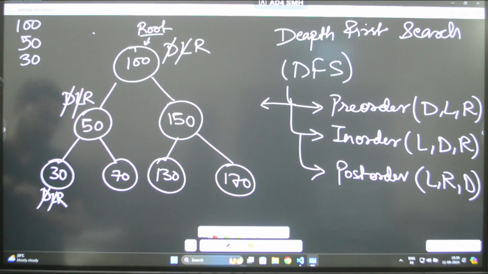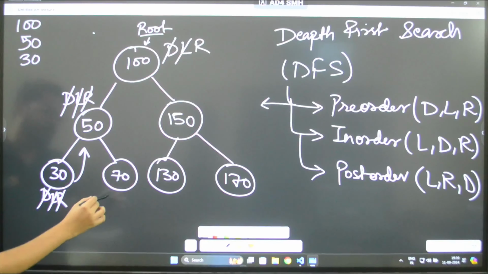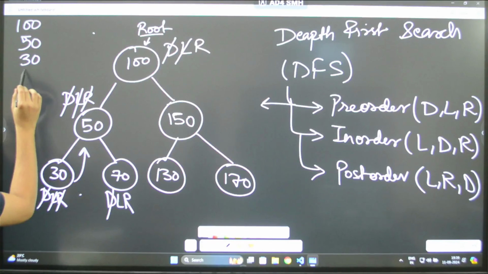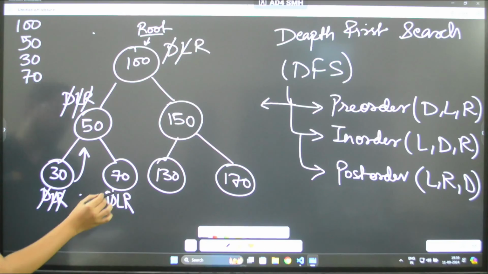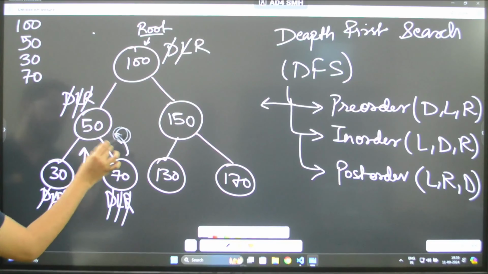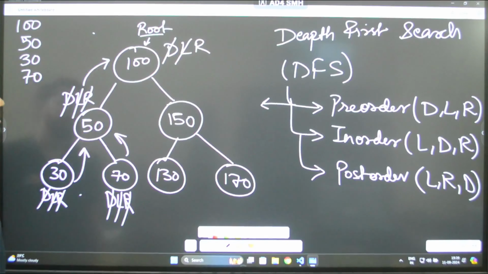Then go towards its left. Now there is no left. Go towards its right. There is no right. Come back. Now go towards its right. Went here. DLR. Access the data. Go towards its left. There is no left. Go towards its right. There is no right. Come back. Data also done. Left also done. Right also done. Go back. Left is done.